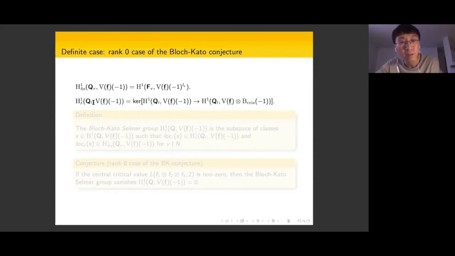And then I want to define this Bloch-Kato local finite part. I want to define this finite part at L. The definition is due to Bloch-Kato. This is by definition the kernel of the Galois cohomology of Q_L valued in V triple F mapped to H1 of Q_L, V triple F tensor with B_cris.